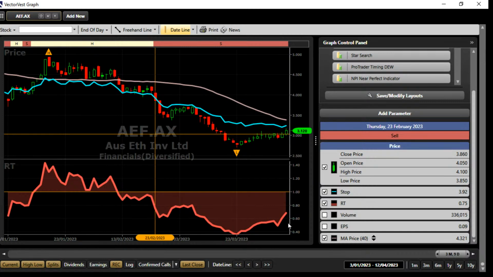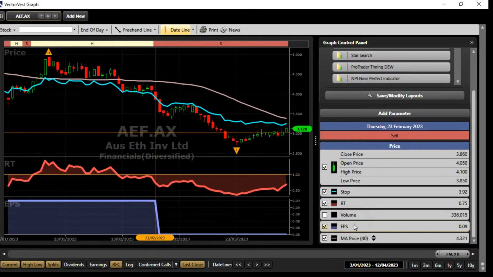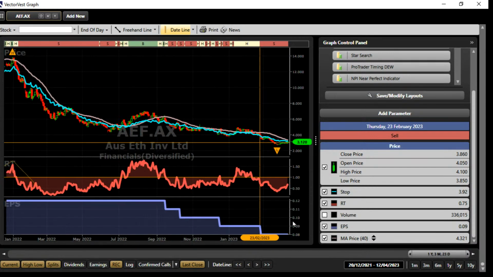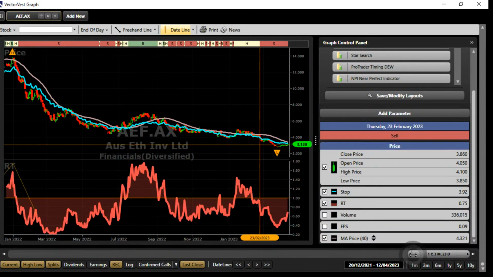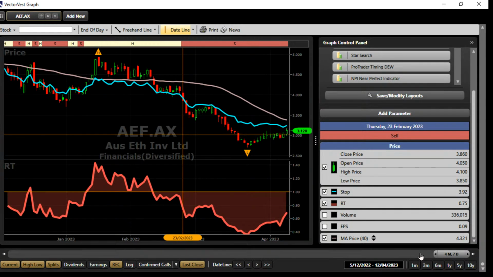And then if you're still wondering whether you should get in, put on your earnings. Go, well, hang on, earnings are still sitting suppressed. We don't look to buy into companies until the earnings start turning. And if you put all that together, it makes it really straightforward. It'll take away a lot of your anguish behind when to sell.